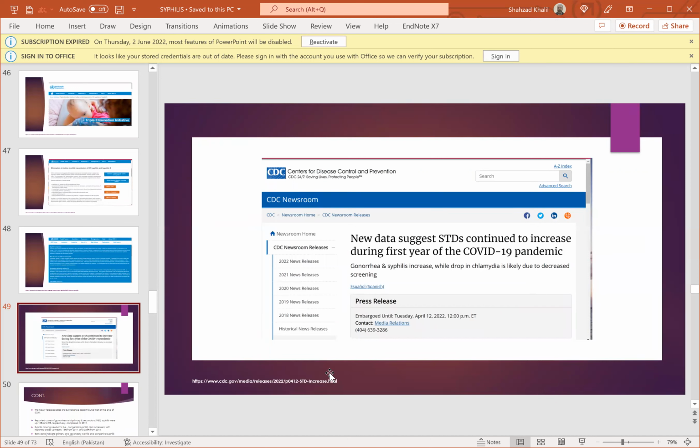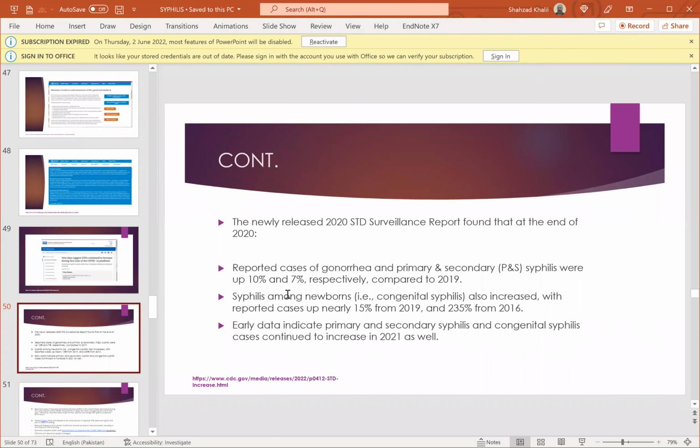New data suggests STDs continued to increase during the first years of the COVID-19 pandemic. The newly released data by CDC reported cases of gonorrhea and primary and secondary syphilis were up 10% and 7% respectively compared to 2019. Syphilis among newborns, which is congenital syphilis, also increased, with reported cases up nearly 15% from 2019 and 35% from 2016. Early data indicates primary and secondary syphilis and congenital syphilis cases continue to increase in 2021 as well.